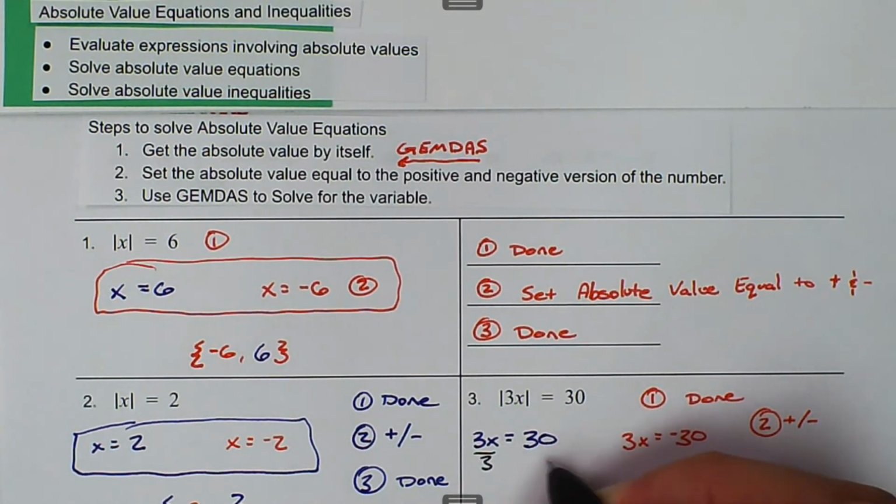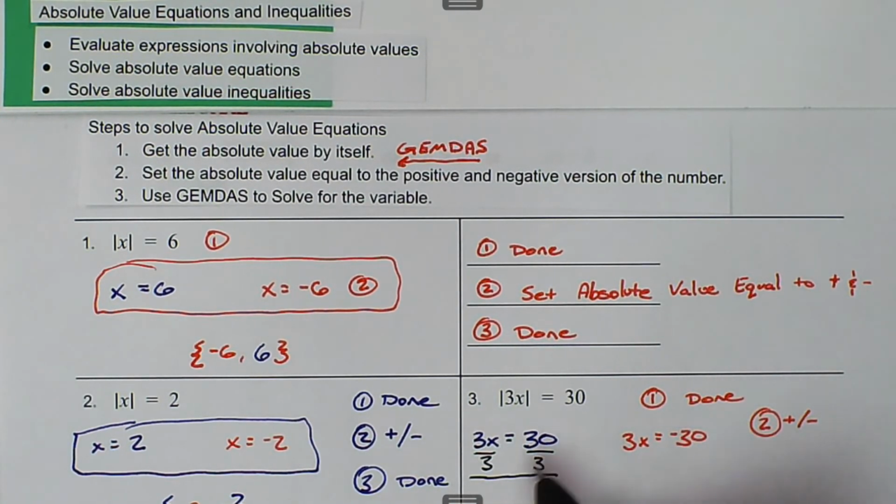So divide by 3, because we're using GEMDES. And in order to undo multiplication, we have to use division. So then we get x is equal to 10. Same thing here, using GEMDES. So we divide by 3 and divide by 3. And now we get x could be equal to negative 10.